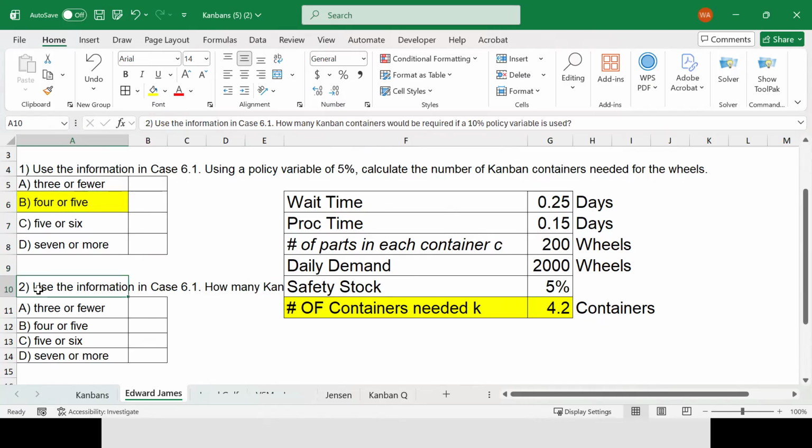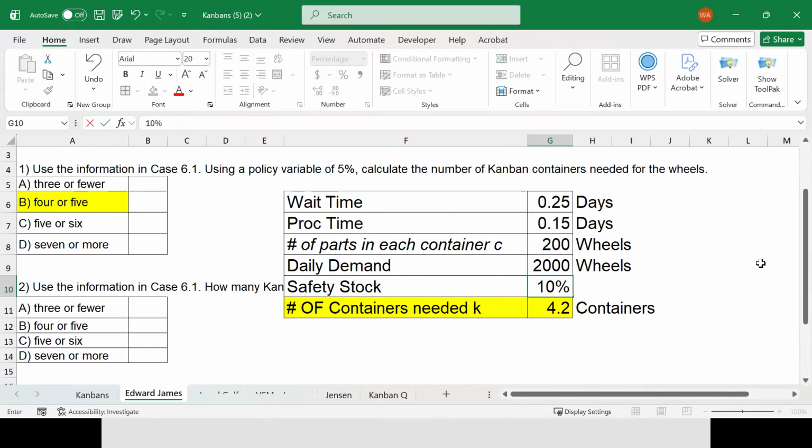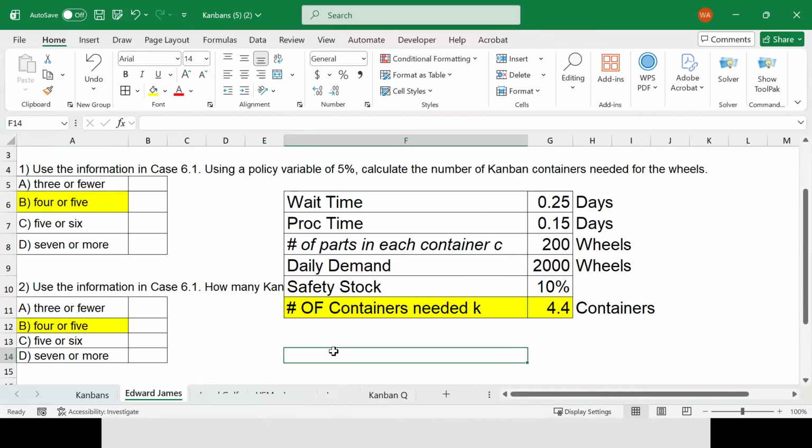Now the next question says, using the information above, how many Kanban containers would be required if a 10% policy variable is used instead? If instead of 5% we switched to 10%, the beauty of using a spreadsheet template is that all I would have to do is change this to 10%. We would still need between 4 or 5 containers. And that's basically how we'd go about figuring how many containers are needed to get us through the workday.